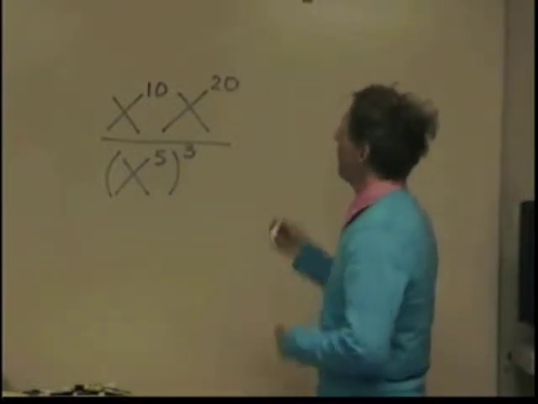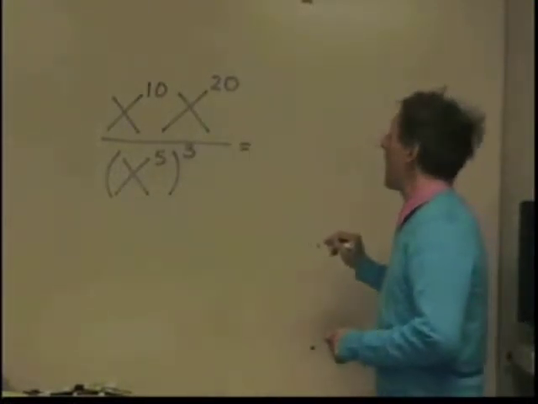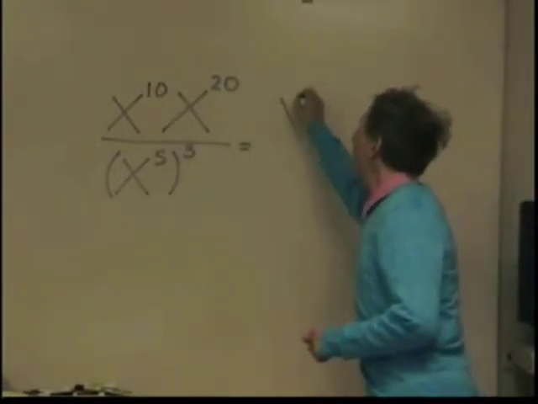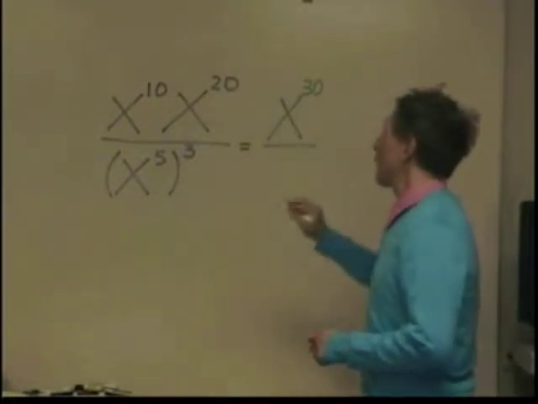Now, here I have x to the 10, and x to the 20. I'm going to add those, and I have x to the 30th power over.